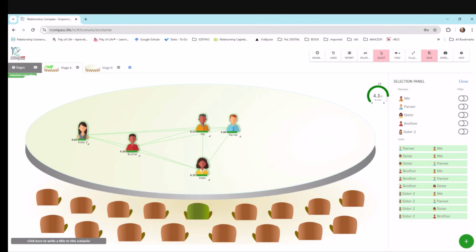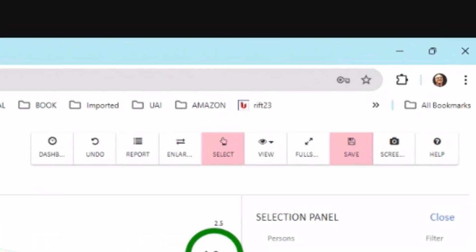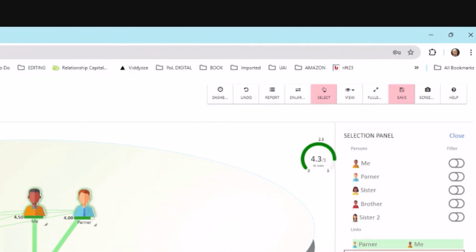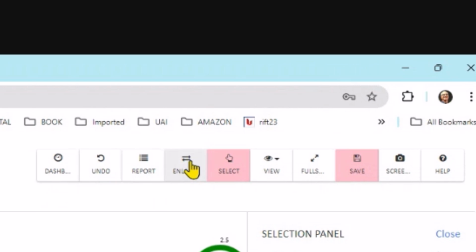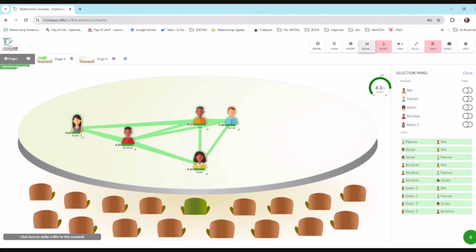Good. As you can see, on the top we have some tabs here, and we have relationships between the people, and these relationships can be good, can be problematic, or neutral, but they come automatically as good, all of them. On the top, I can go to enlarge, and I can see that all the relationships are good. So now we are going to go one by one to see what happened between two people.